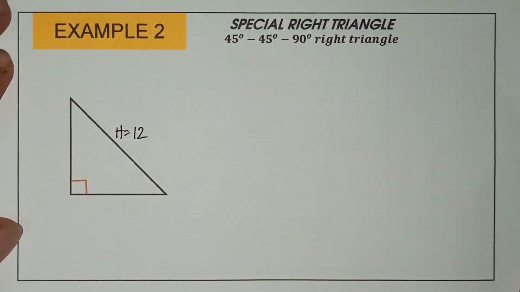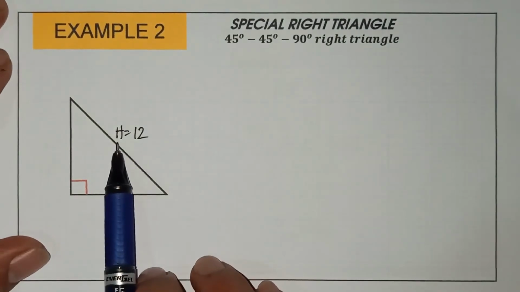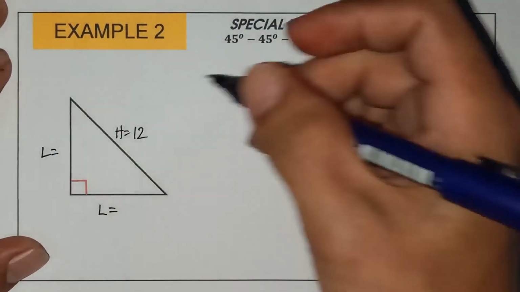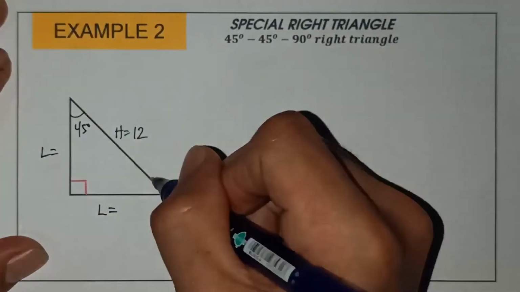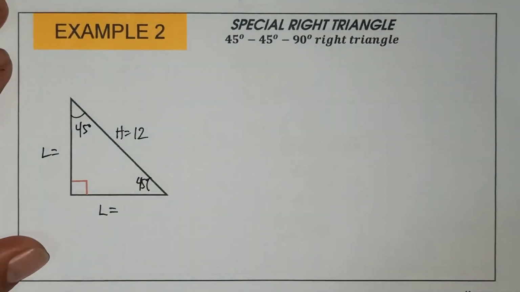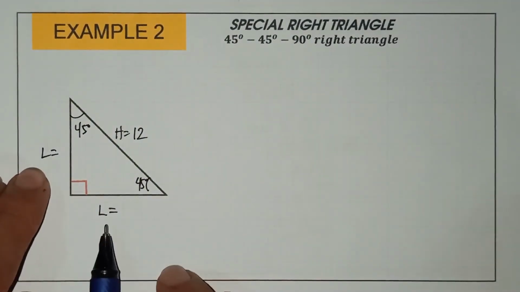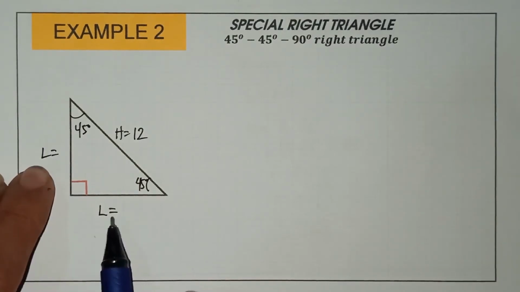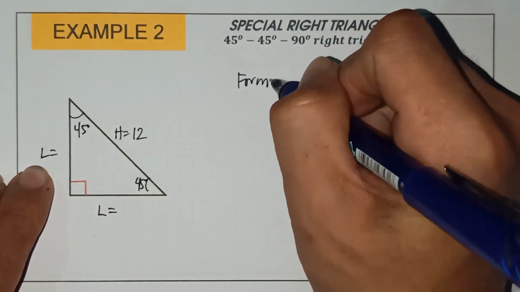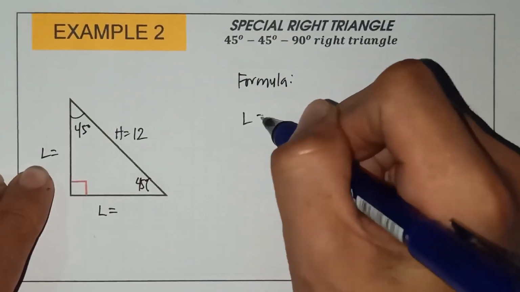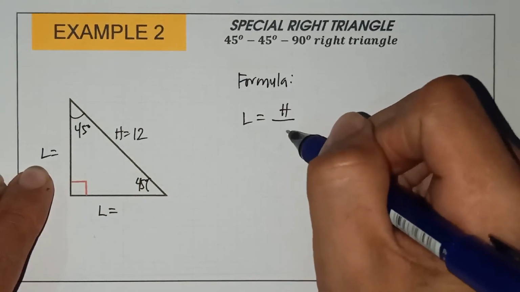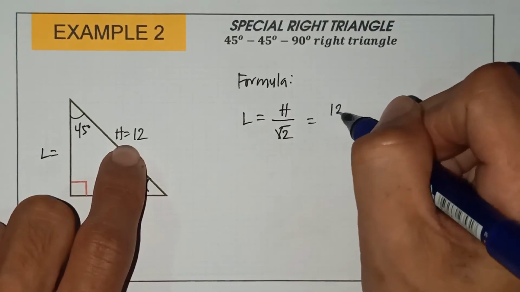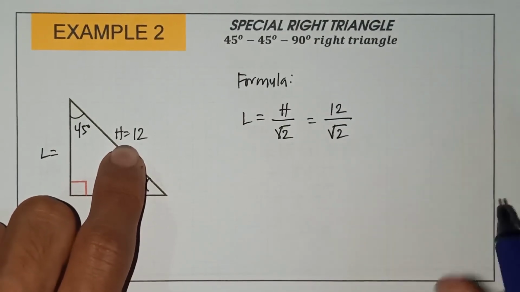For the other example, let's say the hypotenuse is equal to 12. Let's find the leg and the other leg. But this one is under a 45, 45, 90 right triangle. Take note that the two legs are equal, so whatever the length of this leg is, it is also the same as the other leg. So the formula for this one is leg is equal to hypotenuse over square root of 2. So the hypotenuse here is 12. Divide it by square root of 2.